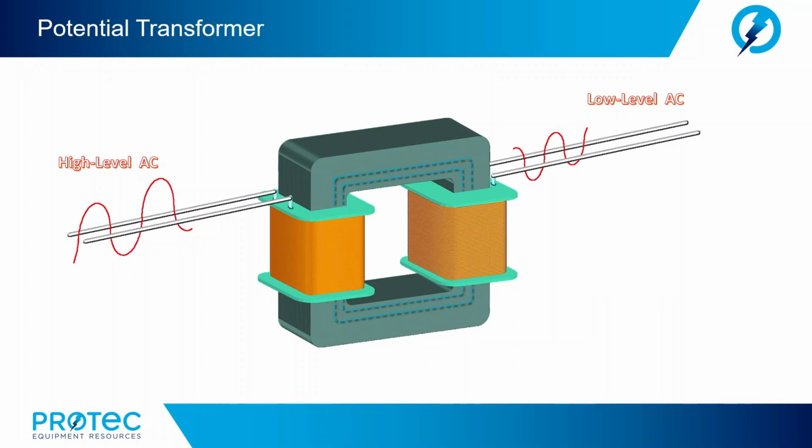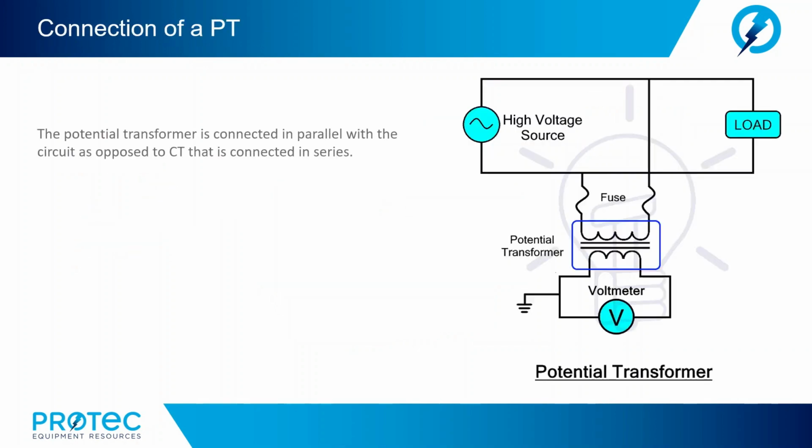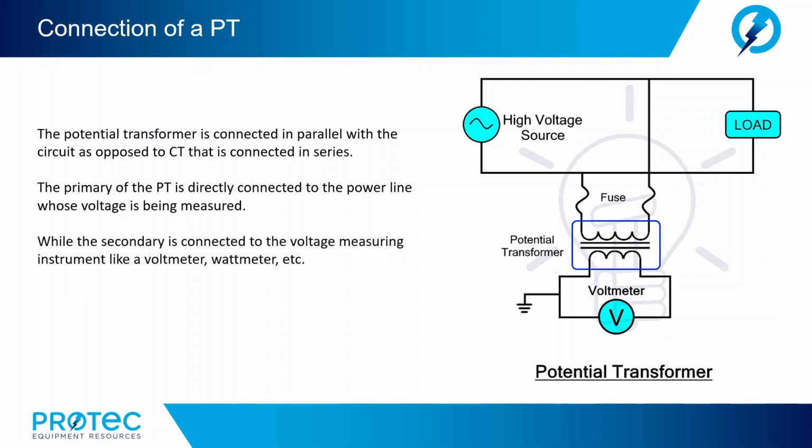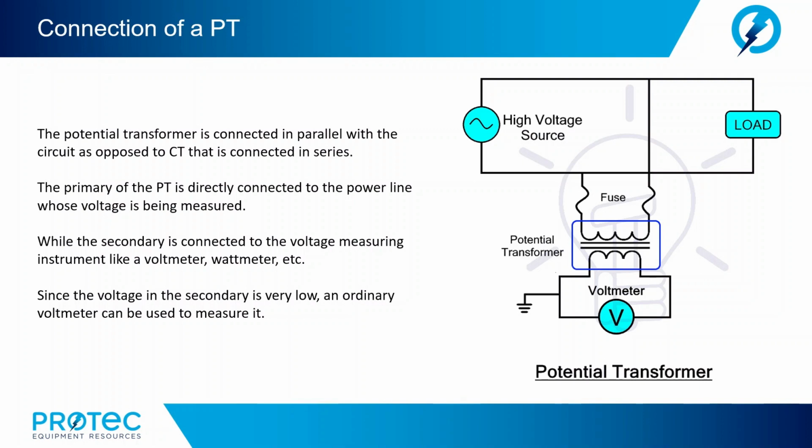Using the turns ratio equation of the transformer, we can calculate the primary voltage. That is to say, the primary voltage divided by the secondary voltage is equal to the number of primary turns divided by the number of secondary turns. Now, the potential transformer is connected in parallel with the circuit, as opposed to the CT that is connected in series. The primary of the PT is directly connected to the power line whose voltage is being measured, while the secondary is connected to the voltage measuring instrument like a voltmeter, wattmeter, etc. Since the voltage in the secondary is very low, an ordinary voltmeter can be used to measure it.